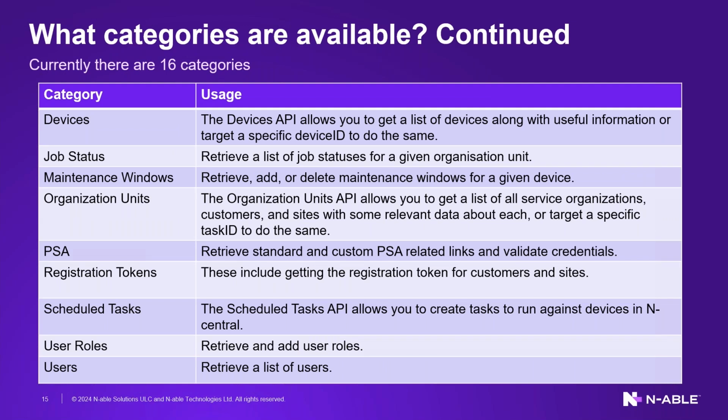You have registration tokens, which are very handy when it comes to deploying the agents, for example. You have the organization units, so if you need to get the structure of your N-central server, whether that is the site ID, the customer ID, the parent ID, the SO ID, the org unit ID, for example, that information is very handy when it comes to running these API calls as well. So there's lots of functionalities available. As I said, there's over 70 functions available to you now.